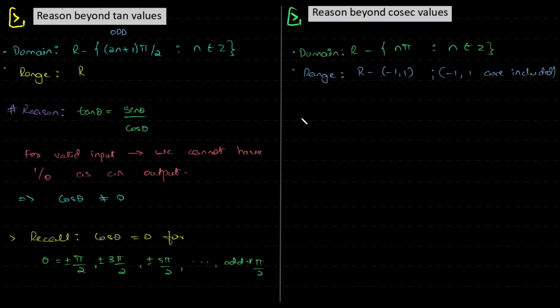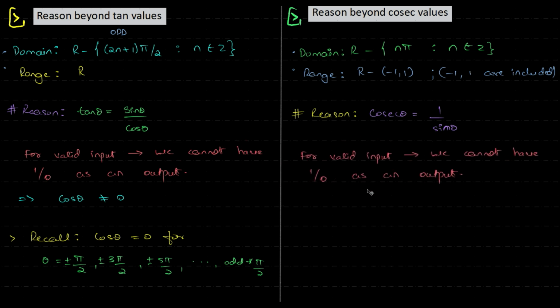Now, all this is okay, but again, we are here to understand the reason. Why is it so? Who or what is blocking us from having the other values as input? It is from the fact that cosec theta is 1 by sine theta. Same dialogue: for an input to be considered valid, we cannot have 1 by 0 as an output. This implies sine theta cannot be 0.